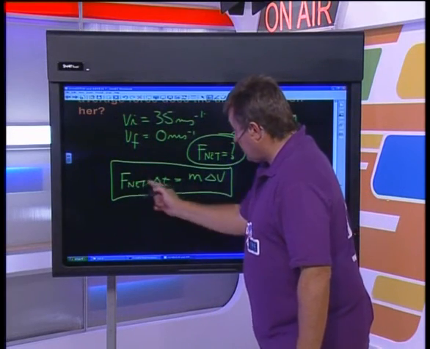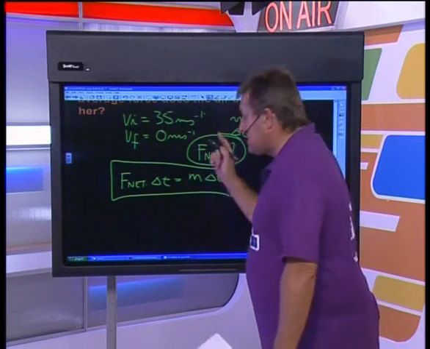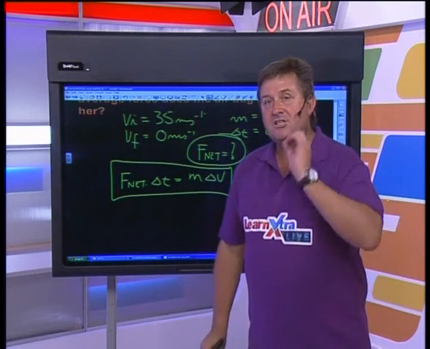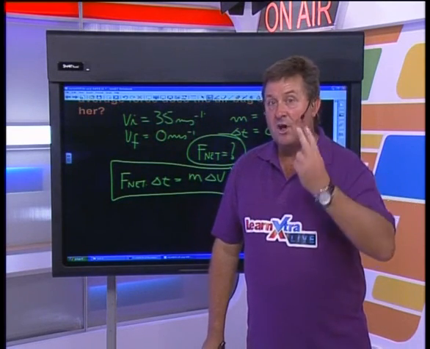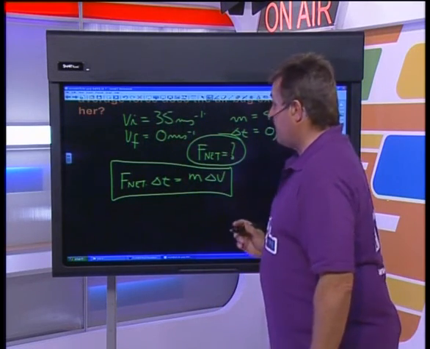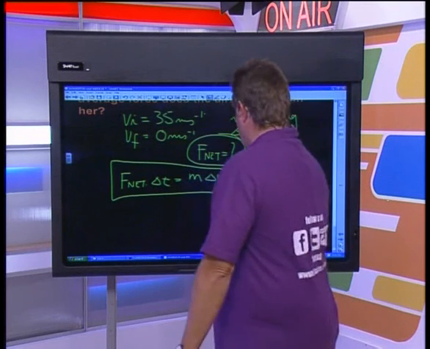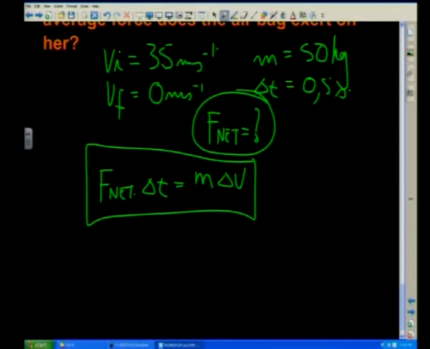The impulse, which is F net times delta t, is equal to the change in momentum. And how do I know we need the change in momentum? Because my velocity's changed, guys. We've got an initial velocity of 35 and a final velocity of 0. It came to a stop. So let's now plug in the values.